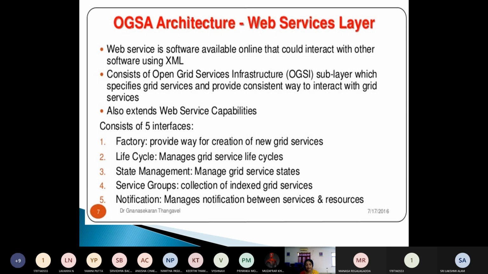Those interfaces are called factory, life cycle, state management, service groups, and notifications. So these are the five interfaces available in the grid OGSA web service layer.